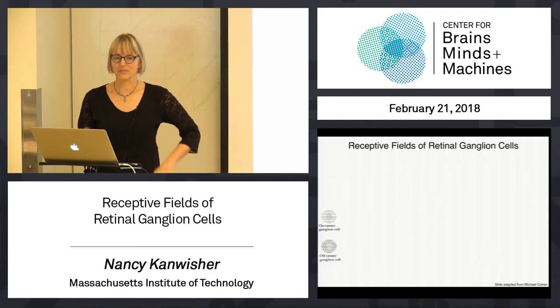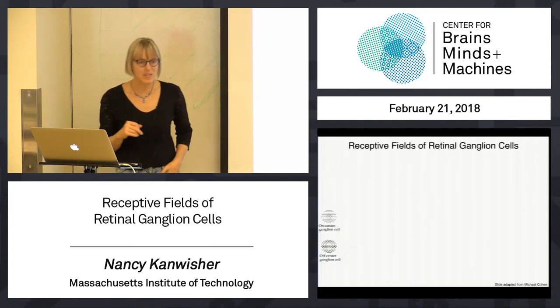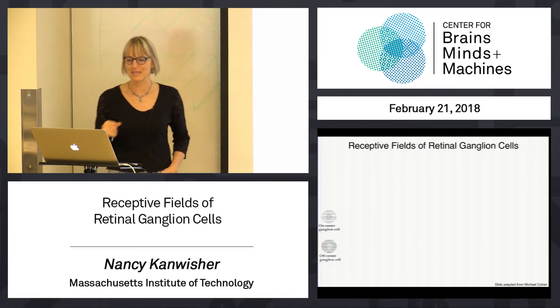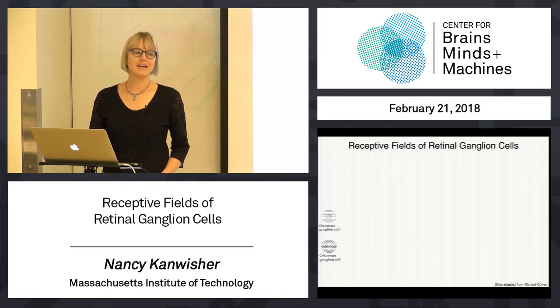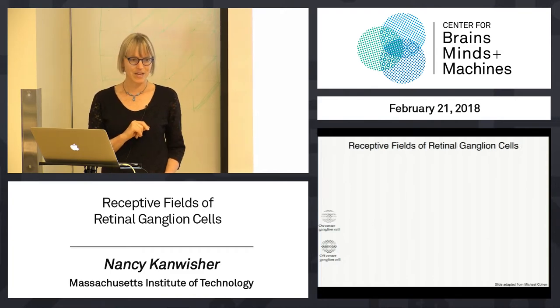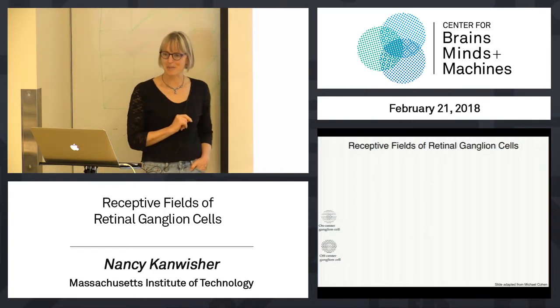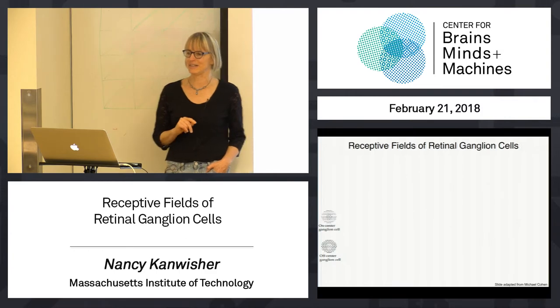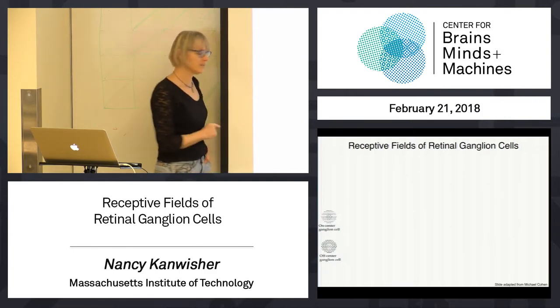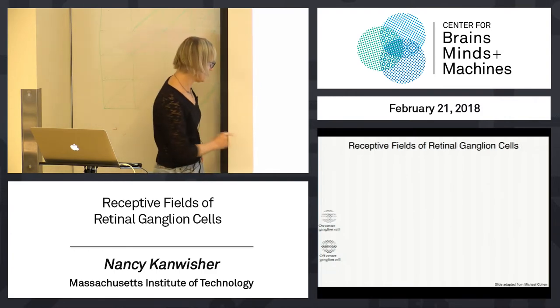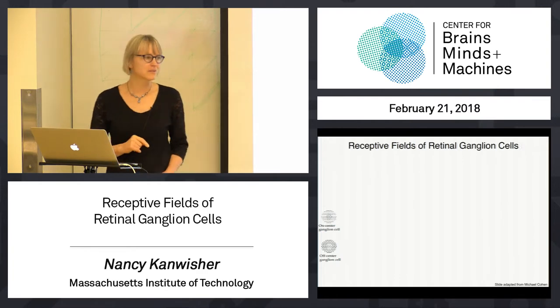And so this is work that was done originally by the famous Hubel and Wiesel, and many people since then have characterized the receptive fields of those retinal ganglion cells. Okay, so this is simple but also slightly subtle. So let's fasten your seat belts for a moment. I'm going to describe two different kinds of retinal ganglion cells, one called an on-center ganglion cell, one called an off-center retinal ganglion cell.